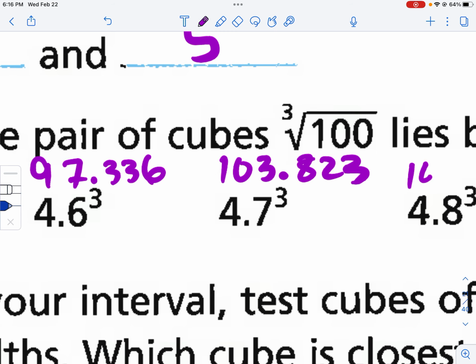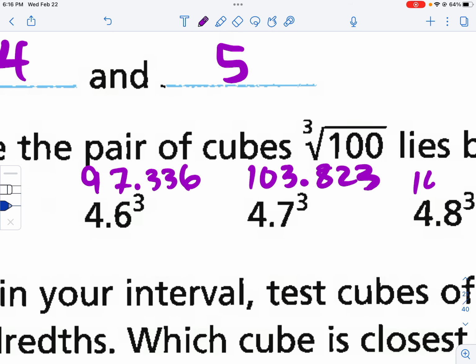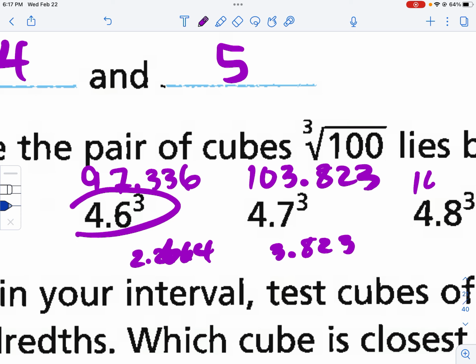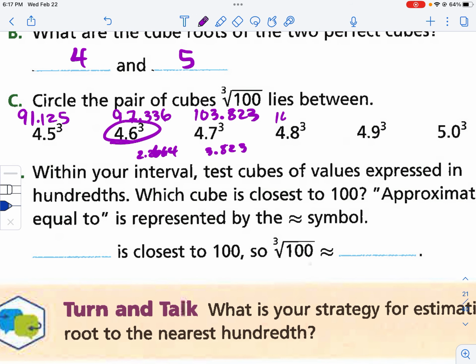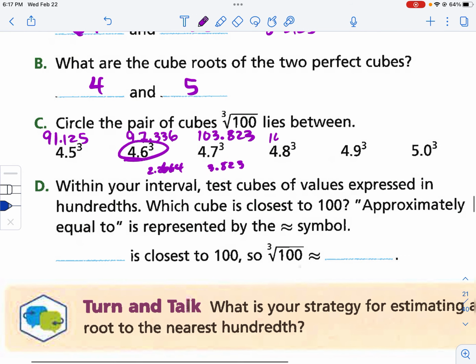Is 100 closer to 97.336? So that's 100 minus 97.336. That would be a distance of 2.664. And this would be 3.823. So it's closer to this number right here. Within your interval, test cubes of the values expressed to hundredths. Which cube is closer? Oh, I already did that. So it's approximately 4.6.